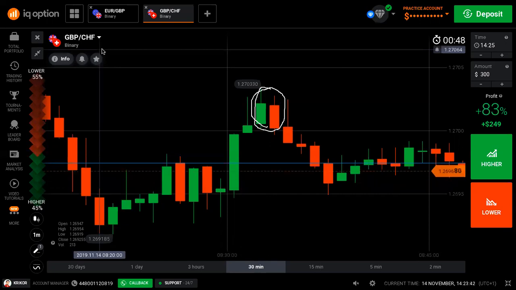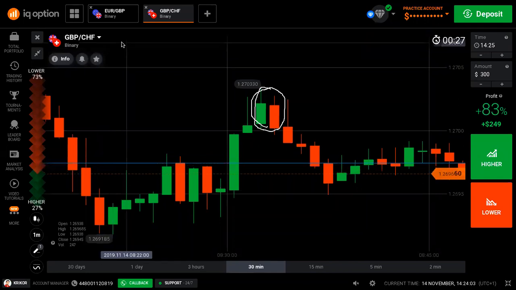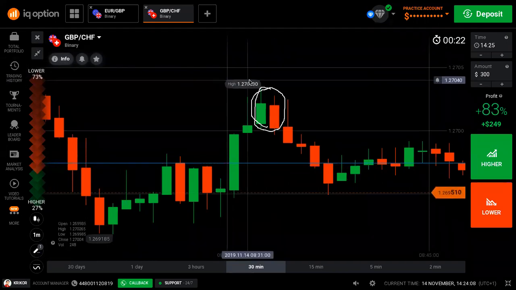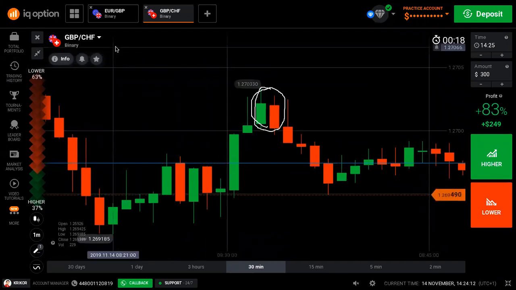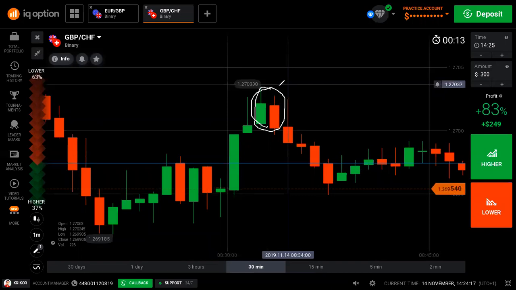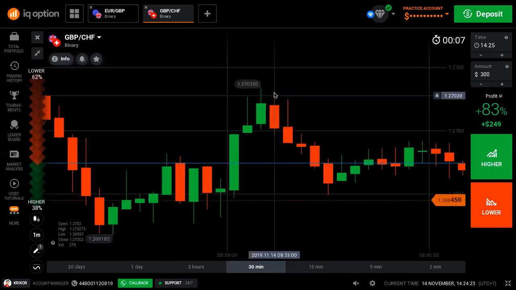Somebody say engulfing. Bearish engulfing, sir. Any other thing? It's like it is a top. Any other? Now, it looks like an engulfing candle, a bearish engulfing candle. And we all know that a bearish engulfing candle is a reversal pattern.